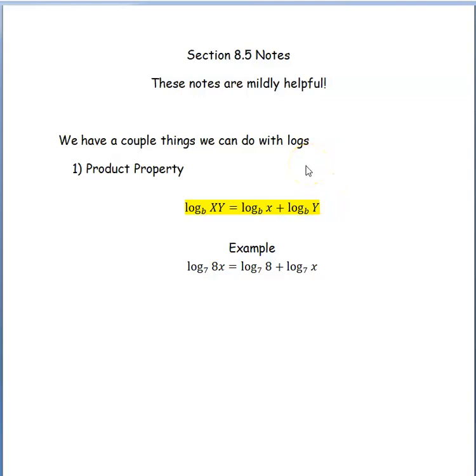So, let us begin. Let's do some math. Okay, so now let us begin.